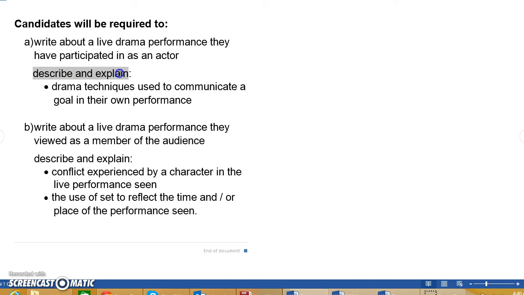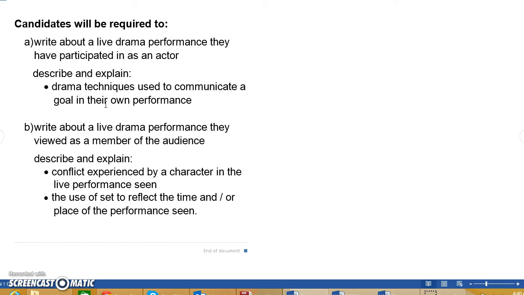Now, these are two words you need to think about quite carefully, because describe just really means say what it is. Explain is about writing in more detail. And they want you to write about drama techniques that you've used to communicate a goal in your performance. So if you recall, at the beginning of the year, we actually looked at drama techniques, and you would then look quite closely at some part of your performance and discuss how you use them to communicate a goal.